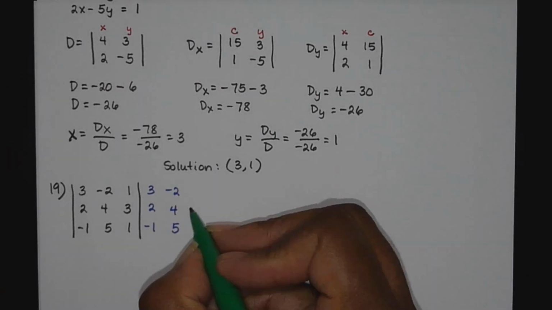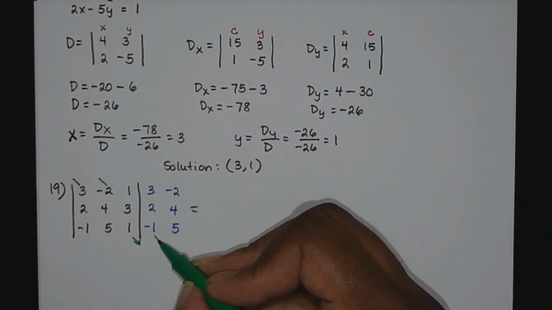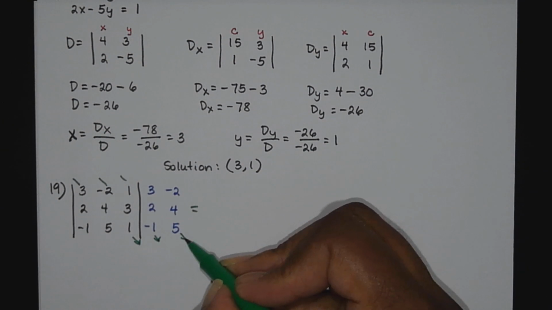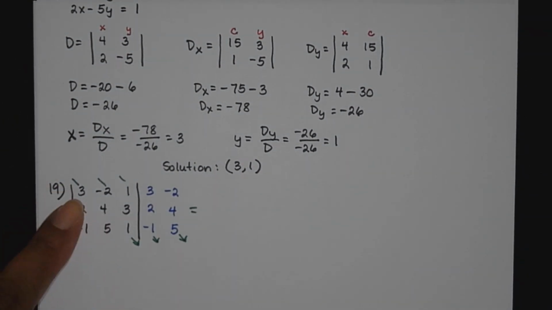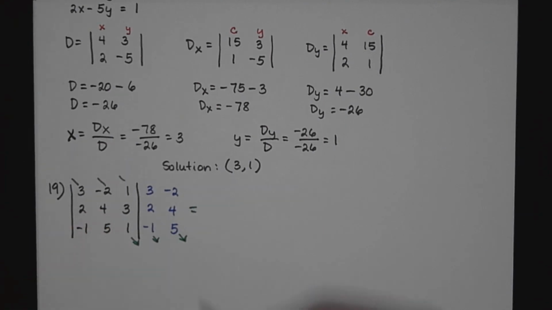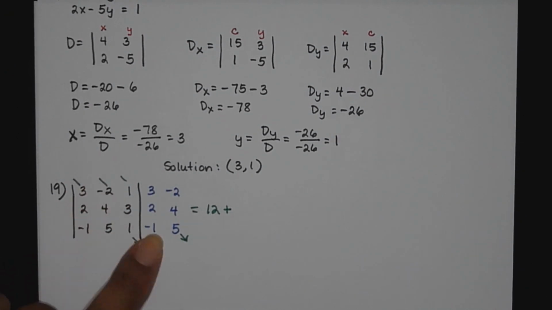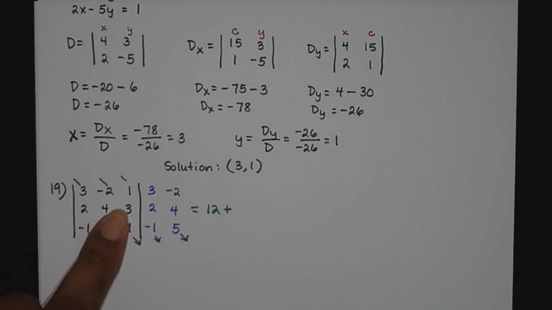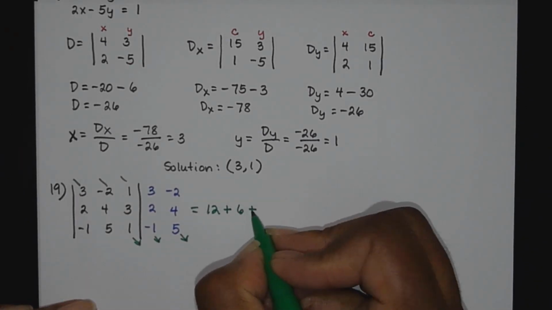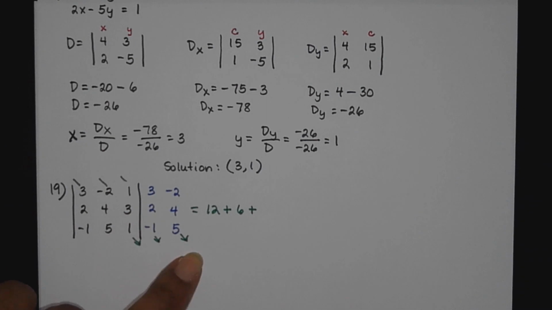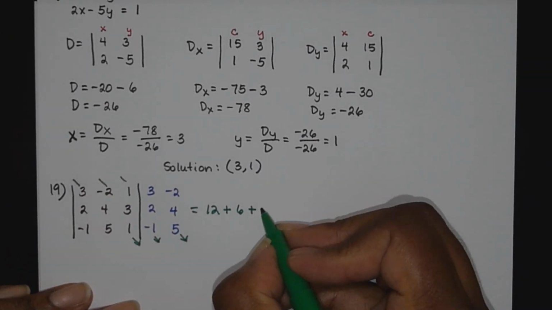And to get the determinant, we take the sum of each of these products going from the upper left to the lower right. So for this diagonal right here, 3 times 4, that's 12, times 1 will be 12, and then plus the product of this diagonal. Negative 2 times 3, that's negative 6. Negative 6 times negative 1 would be 6, and then plus the product of this diagonal in this direction. 1 times 2, which is 2, times 5, which is 10.